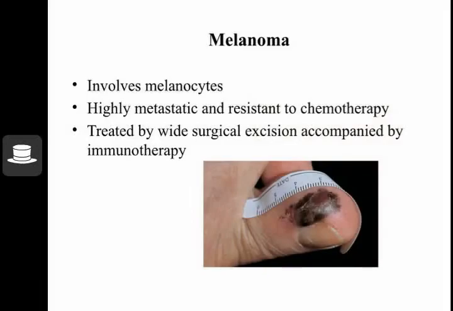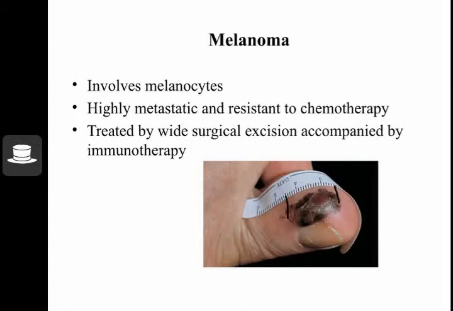And then melanoma. Melanoma involves the melanocytes. It's highly metastatic. It spreads very easily. It's very resistant to chemotherapy. It's treated by a wide area of surgical excision and immunotherapy. So you can see here, this one is a good 20 or so millimeters long, probably 10 to 15 wide, and it's looking pretty trippy there.